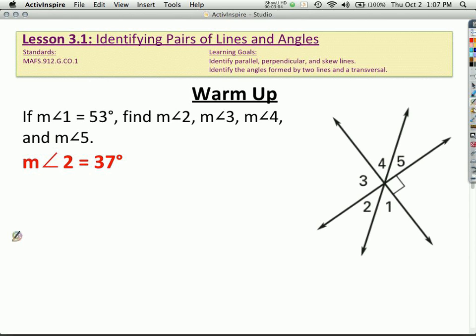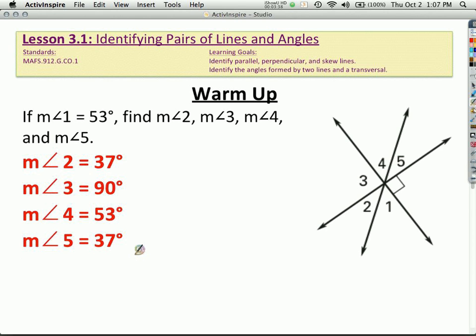What about angle 3? Start with Valerie and then Eric. Angle 3. 90 degrees. What about angle 4? Start with Nathaniel, then Ziumara. 53 degrees. And what about angle 5? Start with Alexandra and then Caitlin. 37 degrees. Very good.